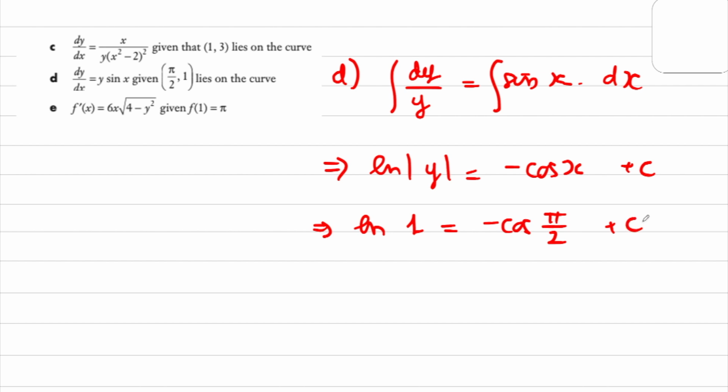Cos pi over 2 means 0. And here is 0, and cos of pi over 2 also is 0. So that's why I get c equal to 0. The final answer only has ln absolute value y and minus cos x like this. Yeah, that is the answer for question D.